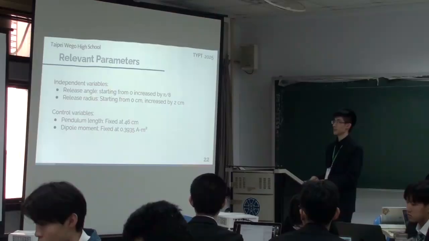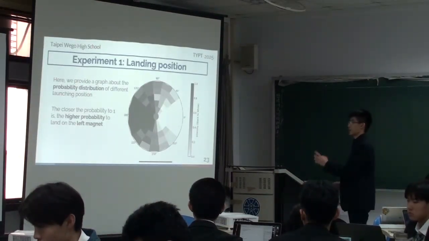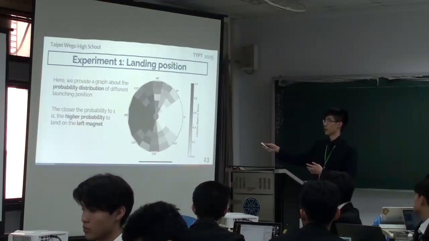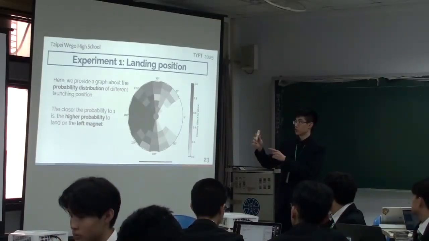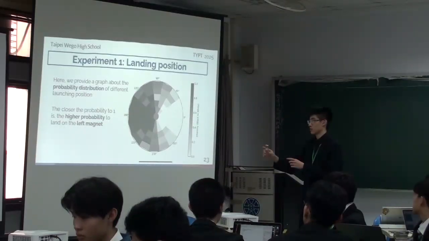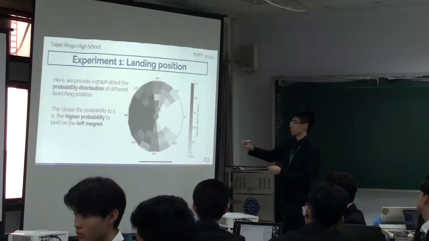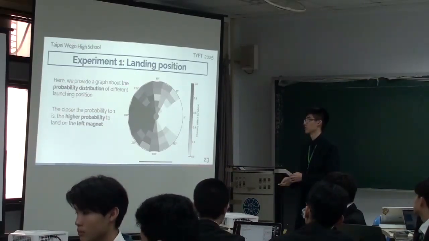Here are some independent variables and control variables. So this is our result. Here we provide a graph of the probability distribution for different launching positions. The closer the probability is to 1, here, the black one, the higher the possibility of landing on the left magnet. So if it is white, there is a high possibility of landing on the right magnet.